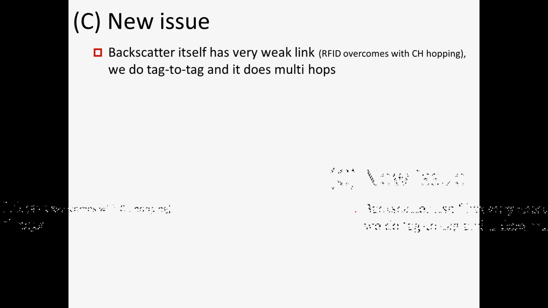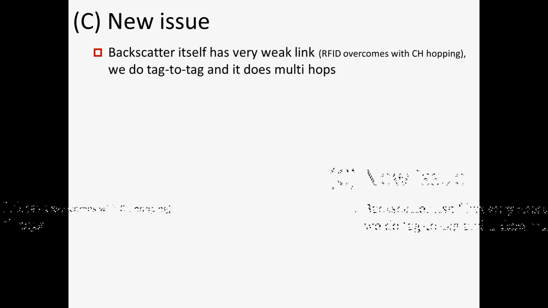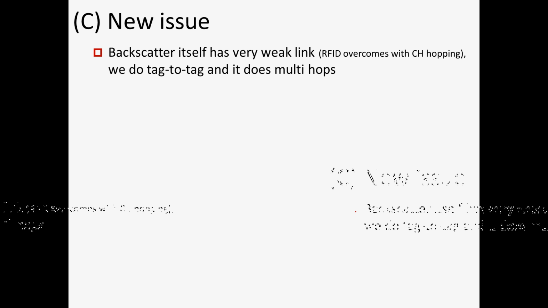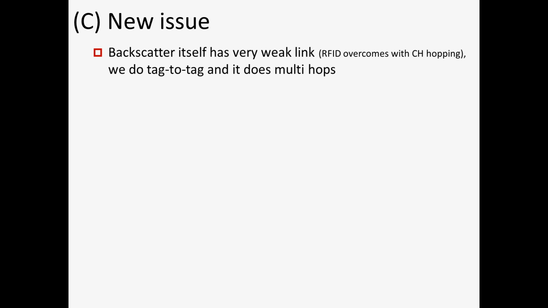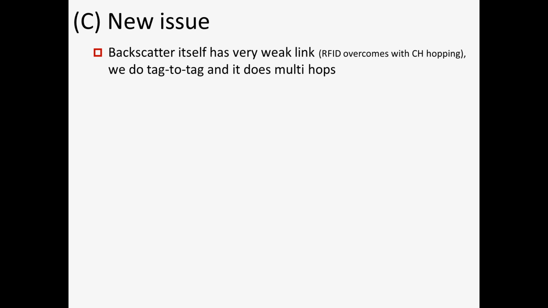Since backscatter itself has a very weak link, RFID overcomes this with channel hopping. What the channel hopping does is that it may only be able to communicate on channels 1, 3, 5. It jumps through 1, 2, 3, 4, 5, 6, and then channels 2 and 4 are unable to communicate. It is a characteristic of the backscatter. But what we want to do is tag to tag, and it is multi-hop, so it is not adequate for us.